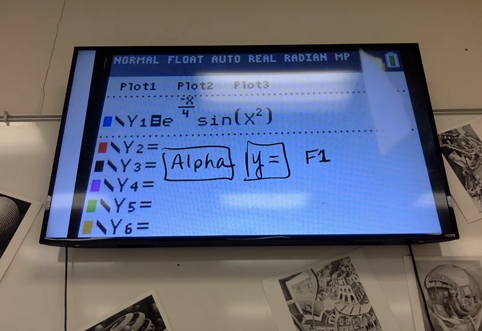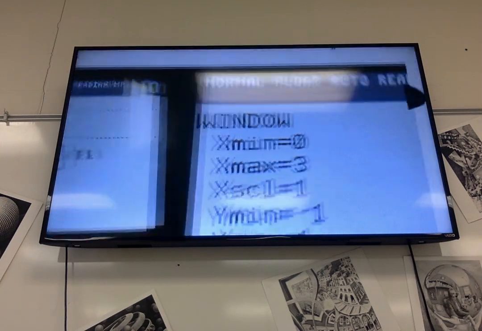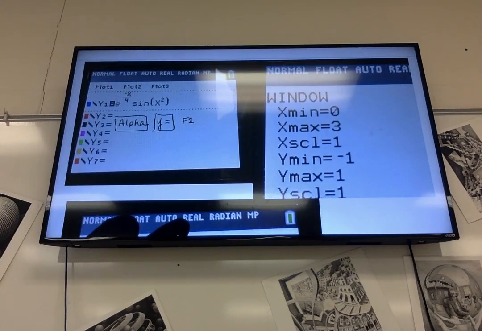I'm about to change this. I have it all the way to like 15. Okay, now you're looking at the window? Yeah. Okay, I got that on here too. There's what I set the window to because it said on the interval 0 to 3. So that's why I went 0 to 3.